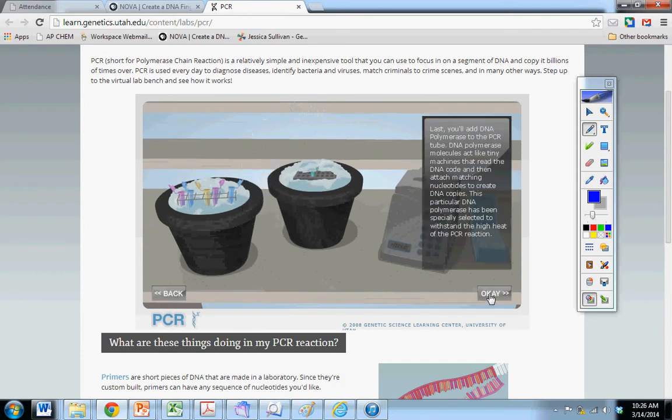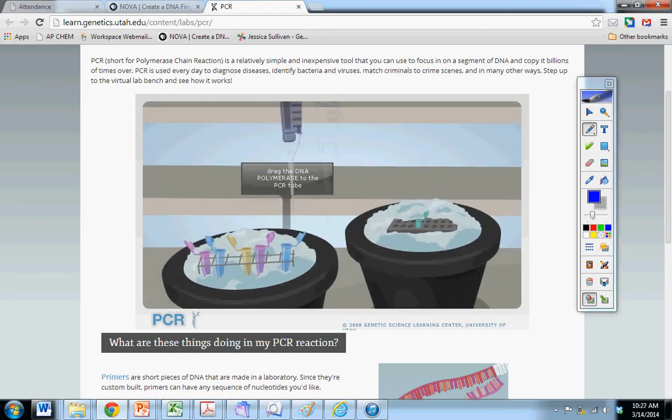Last, you'll add DNA polymerase to the PCR tube. DNA polymerase molecules act like tiny machines that can read DNA code and attach matching nucleotides to copy DNA. This particular DNA polymerase has been selected to withstand the high heat of the PCR reaction. All right, let me do that.